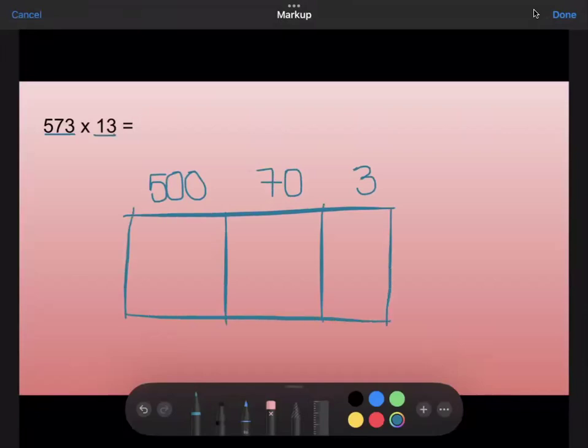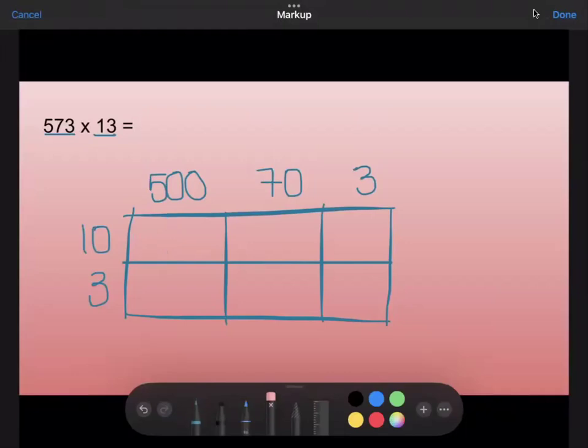Now my second number also gets split up. 13 represents 1 ten and 3 ones. So I'm going to put that 1 ten here and the 3 ones here and draw a line in between. So the number that goes in this box right here is the number that is on the top of it and to the side of it. We're going to multiply those to get our partial product that goes in that box.